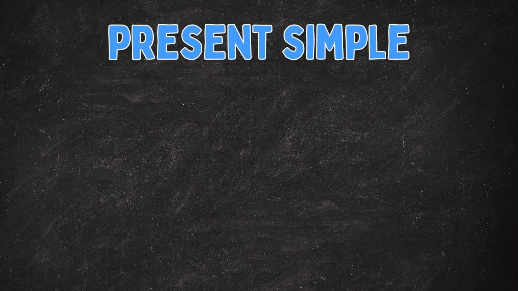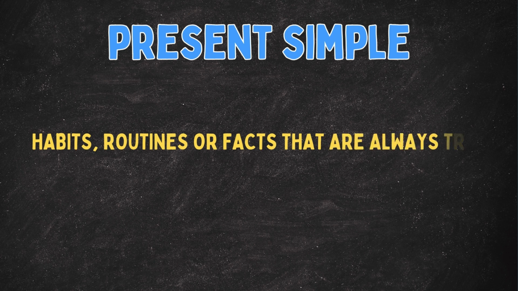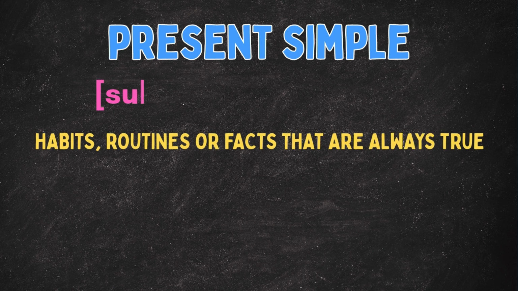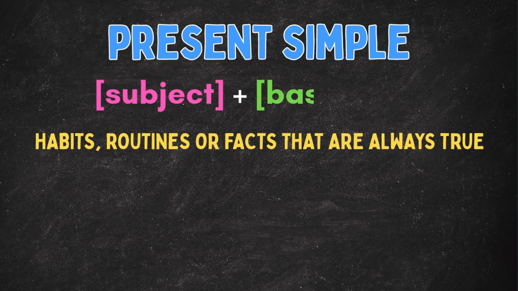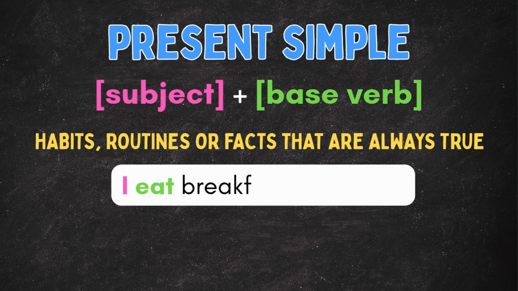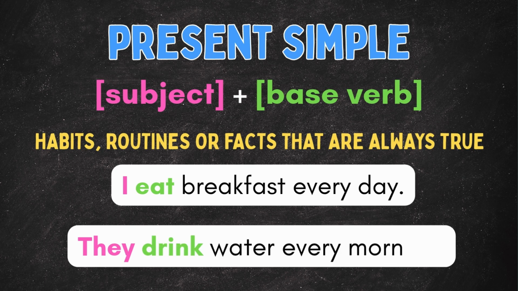Present simple. We use the present simple for habits, routines, or facts that are always true. The sentence structure consists of subject plus base verb. Here's an example with the verb eat. I eat breakfast every day. Here's an example with the verb drink. They drink water every morning.